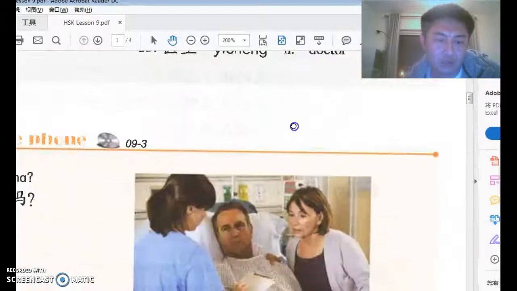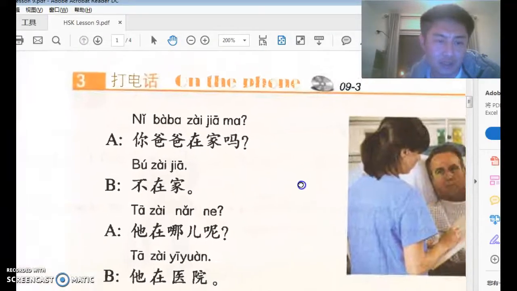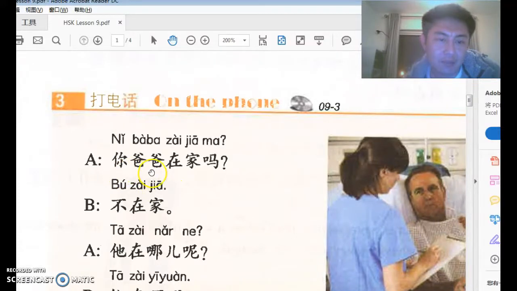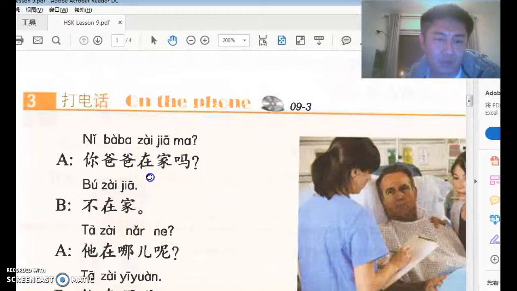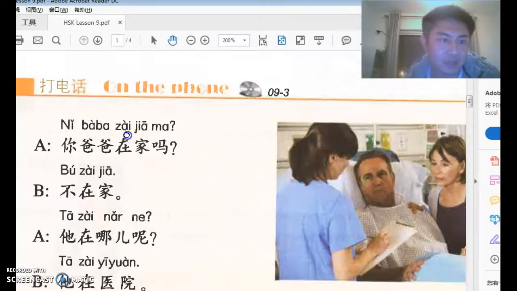Now let's move on to the next conversation. A says 你爸爸, father, 妈妈, mother. 爷爷 is 爸爸的爸爸, father's father. 奶奶 is 爸爸的妈妈。外婆 is 妈妈的妈妈, and 外公 is 妈妈的爸爸。So if you understand what I'm trying to say, that's great. If you don't, ignore it. No problem. We were talking about it in the class.